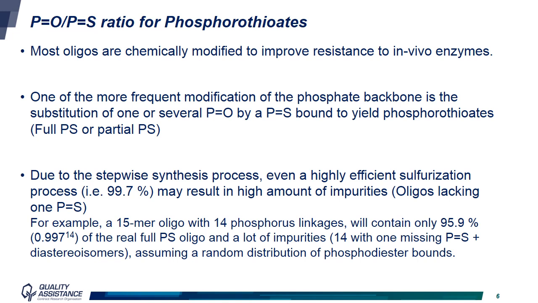Due to the stepwise synthesis process, even a highly efficient sulfurization process, like 99.7%, may result in a high amount of impurities, I mean oligos lacking one PS. For example, a 15-mer oligo with 14 phosphorus linkages will contain only 95.9%, corresponding to 0.997 to the power 14, of the real full PS oligo, plus a lot of impurities. There are 14 possible ones missing one PS bond, plus a lot of diastereoisomers.